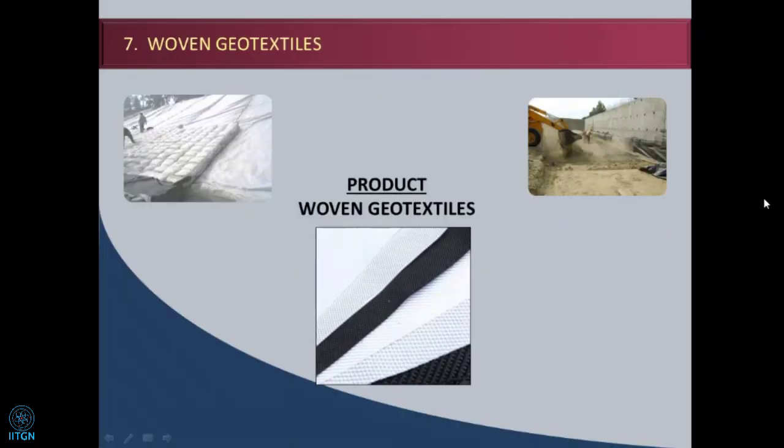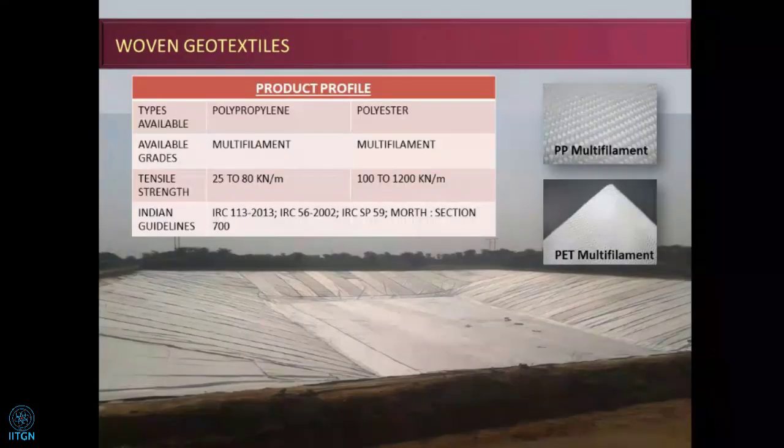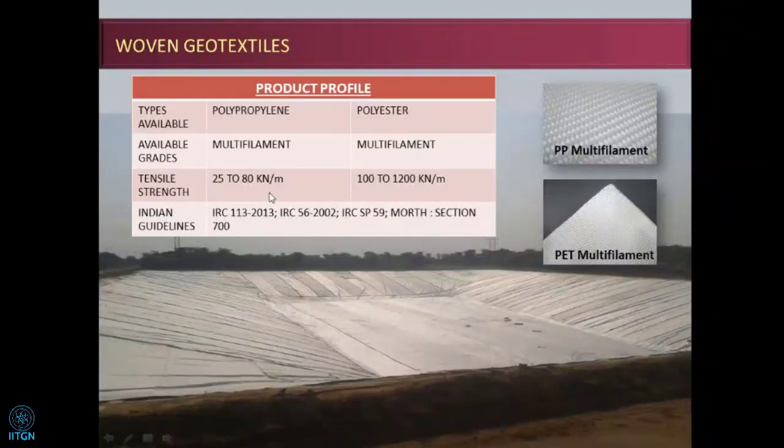Next is the woven geotextiles. As the name says, weaving is the process, and if we need reinforcement, then woven is preferable to non-woven. It can also be used with geotextile bags and tubes. Different kinds of products are available, from 25 to 80 kilonewton and 100 to 1200 kilonewton. Up to 1200 kilonewton per meter tensile strength is available. It is a polyester one. You can have some limited tensile strength with polypropylene.